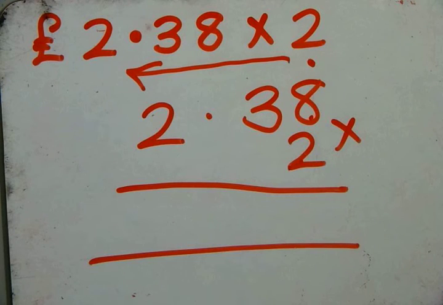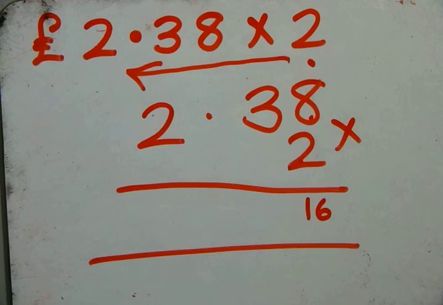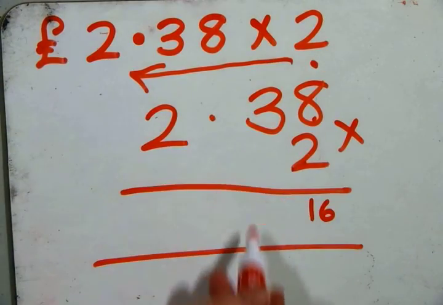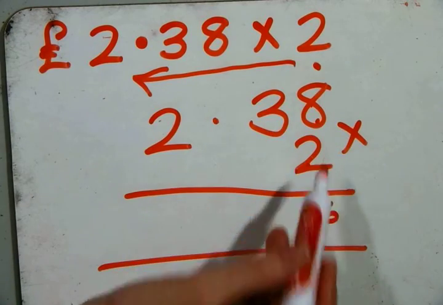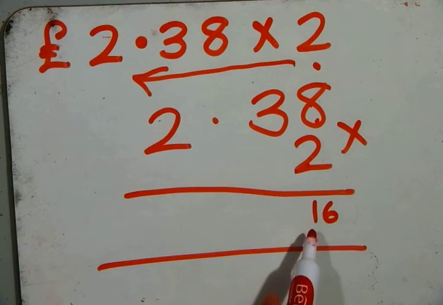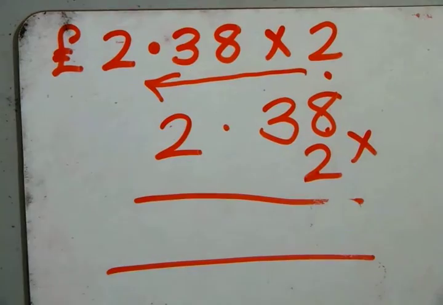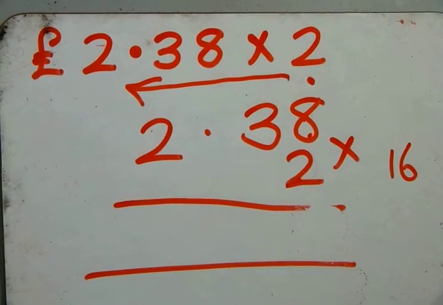Well, 2 times 8 is 16, but I cannot write 16 in there. I can only put one digit in each column. That's why it's called column multiplication. So 8 and 2 are in a column, I can put a digit underneath them. I can't put 2 digits under there. So how am I going to write my 16? Well, there's 16. That's what it looks like.